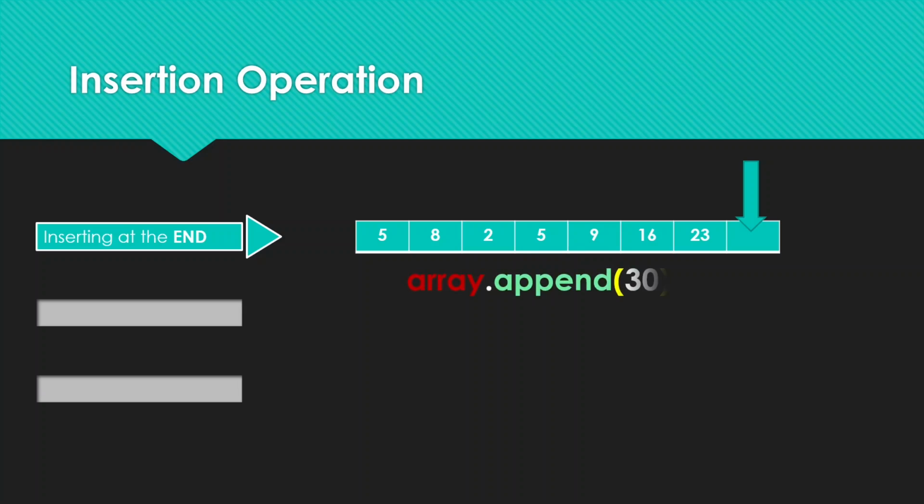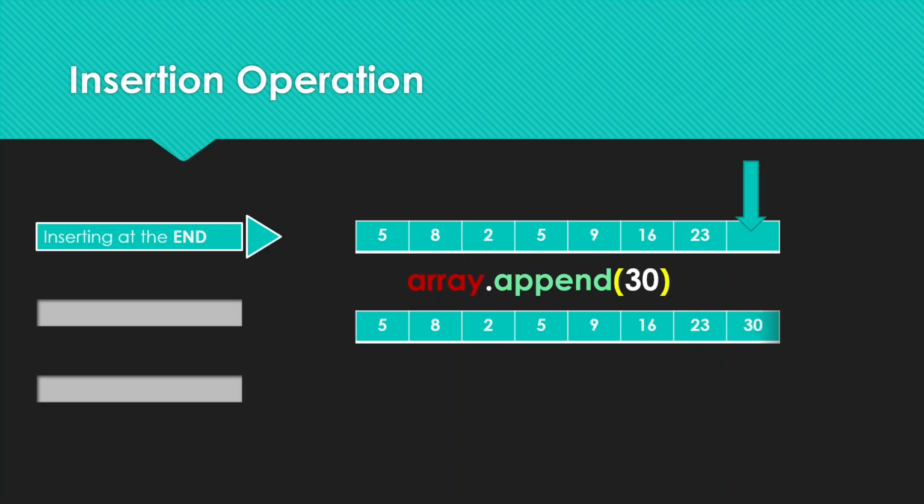So the function to do that is the append function. So array.append, and then the value that you want to insert, maybe 30. Then after you execute that, you get the new array that has the value 30 there. Now in this particular operation, because you are able to calculate the last index, the time complexity of this particular operation is O of 1.